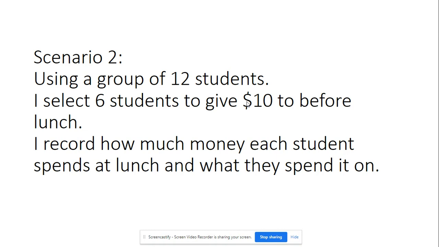Scenario 2, using a group of 12 students, I select 6 to give them $10 before the lunch, record how much money they spend, and what they spend it on. So are scenario 1 and scenario 2 the same? So what was different about scenario 2 than scenario 1? What is the same about scenario 2 and scenario 1?